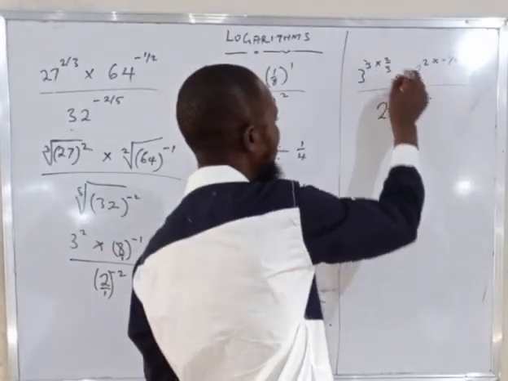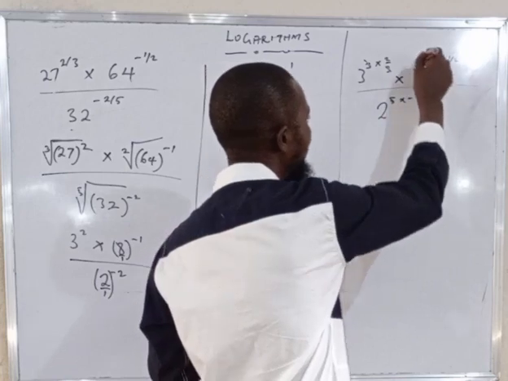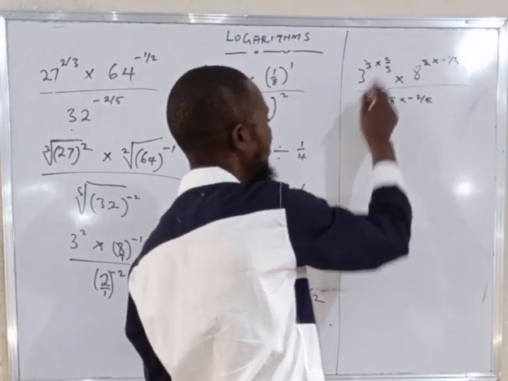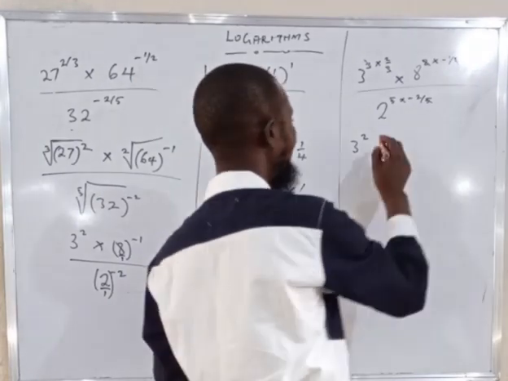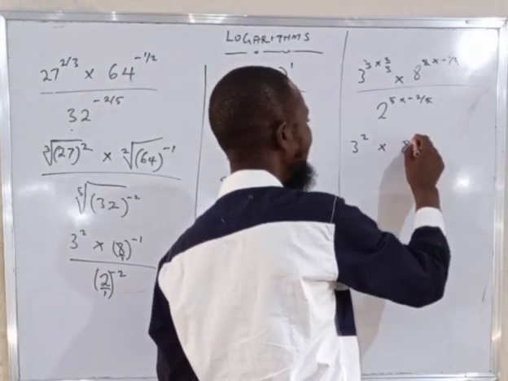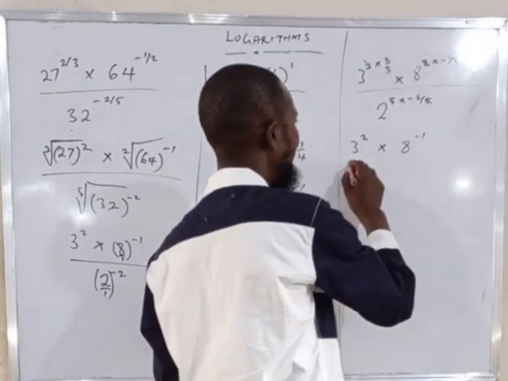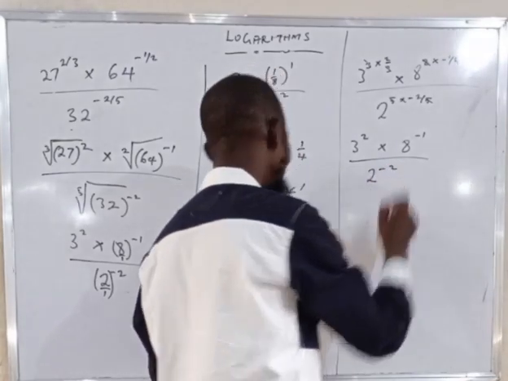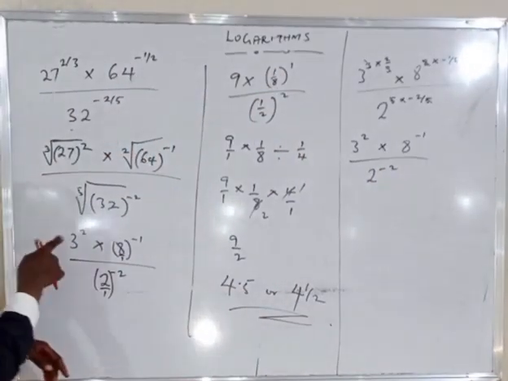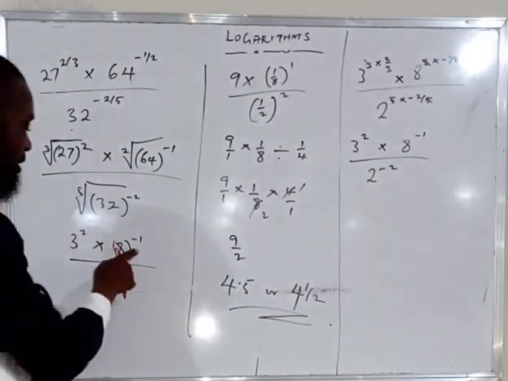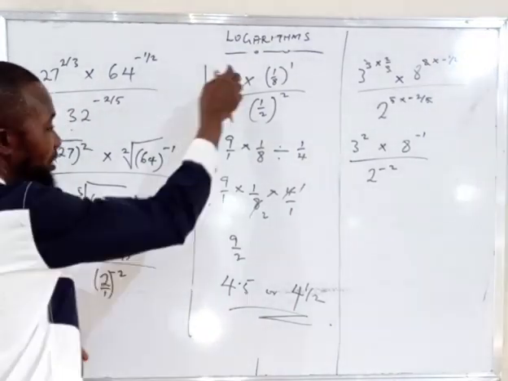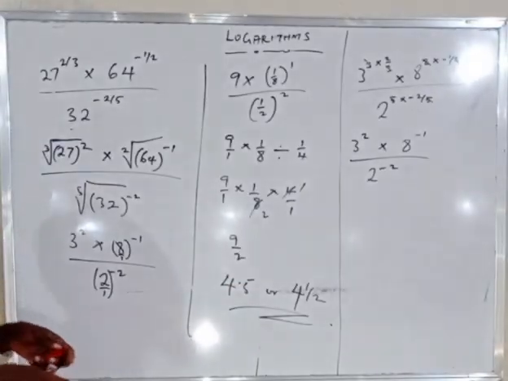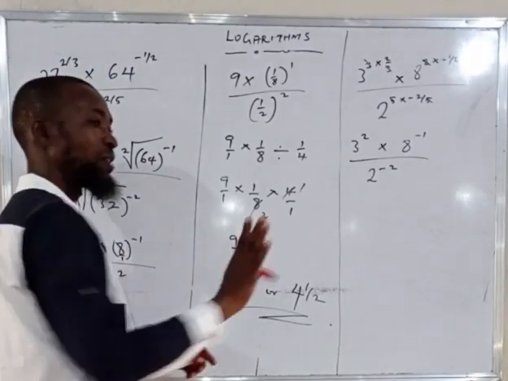Right. So 3 cancel 3, 5 cancel 5, 2 cancel 2. What do we have left here? 3 squared. Can you see that? Multiply by 8 raised to power minus 1 over 2 raised to power minus 2. 3 raised to power 2, 8 raised to power minus 1, 2 raised to power minus 2. From here, you will do the same thing. And your answer must be 4.5.